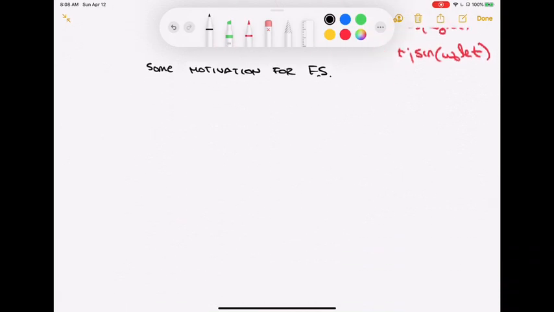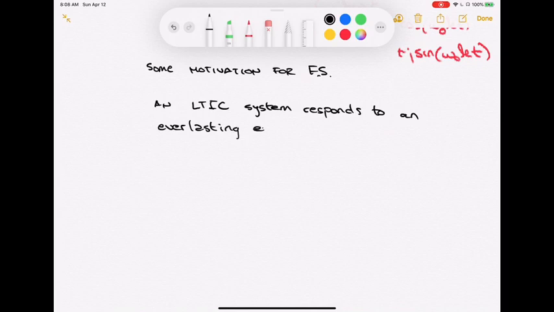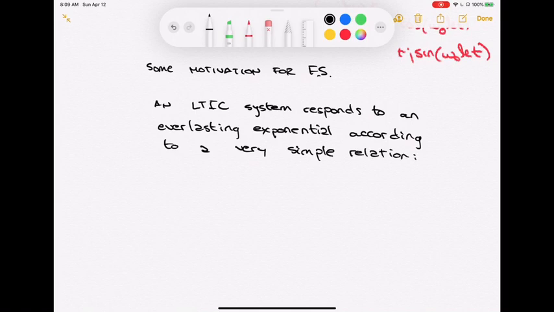Why is this such an important or such a useful kind of transformation? We know that a linear time invariant continuous system, an LTIC system, responds to an everlasting exponential according to a very simple relation. This is something that we've derived previously.